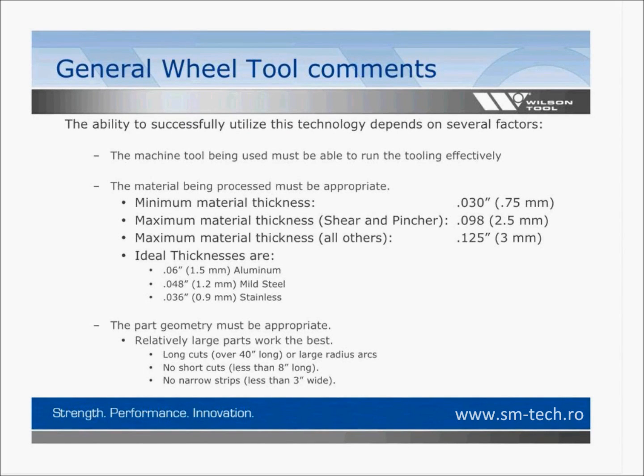So that leads me to general wheel tool comments. One of the first things is, obviously, your machine needs to be able to run wheel tools effectively. And that includes most machines made in the last 10 years, probably. The machine needs to have a programmable ram of some type where the machine can bring the tool down and hold it in a position while it moves the sheet underneath the ram. It needs to have auto index. It needs to have the ability to hold that tool tangent to an arc if you want to be able to profile arcs.